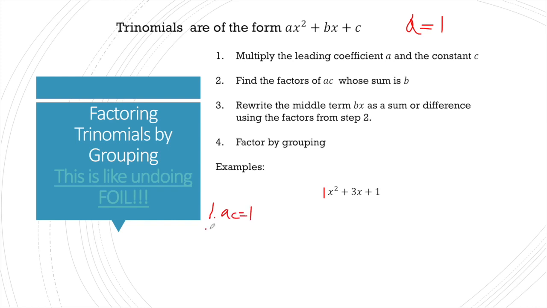Now I need to find the factors of AC that add up to B. Well, what are our only factors of 1? Our factors of 1 are 1 times 1. 1 times 1 gives me 1. Or I could take negative 1 times negative 1. Are there any more factors? Any factors that would add up to 3?